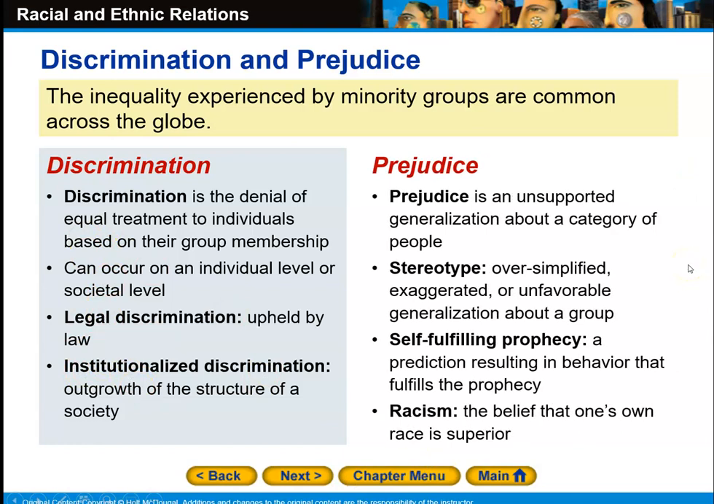Prejudice is an unsupported generalization about a category of people. A stereotype is an oversimplified, exaggerated, or unfavorable generalization about a group. A self-fulfilling prophecy is a prediction resulting in a behavior that fulfills that prophecy. And racism is the belief that one's own race is superior.